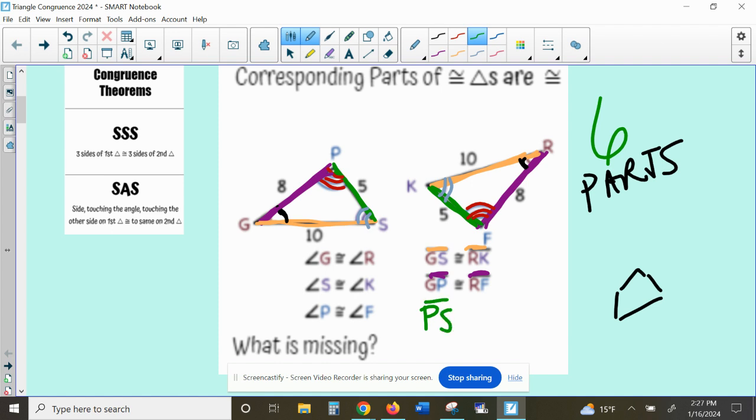Remember, we put the segment bar on top for congruent. Remember, you have the equal sign with the squiggly on top. Sorry, mine's a little bit messy. P to S is matching K to F, my green piece on the other one. So that's how you fill the rest of that top first box in.